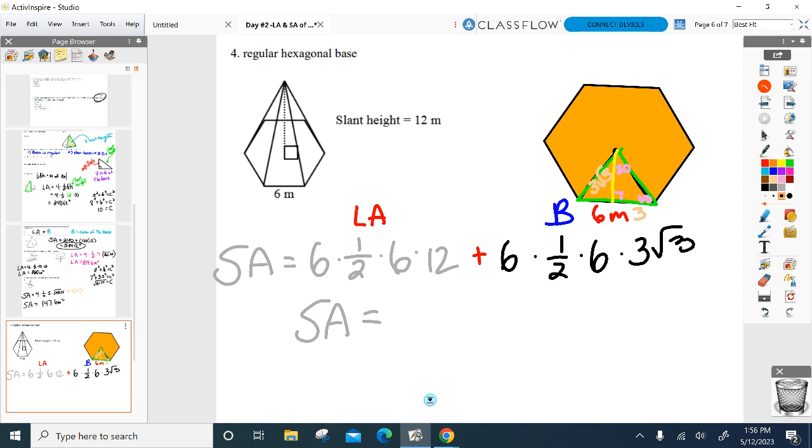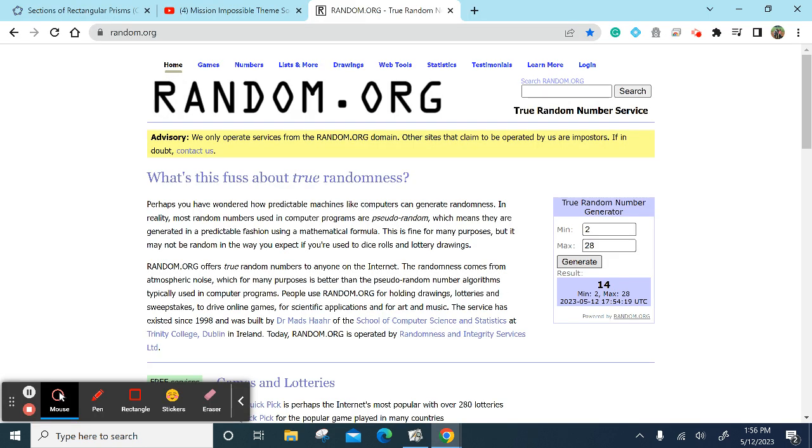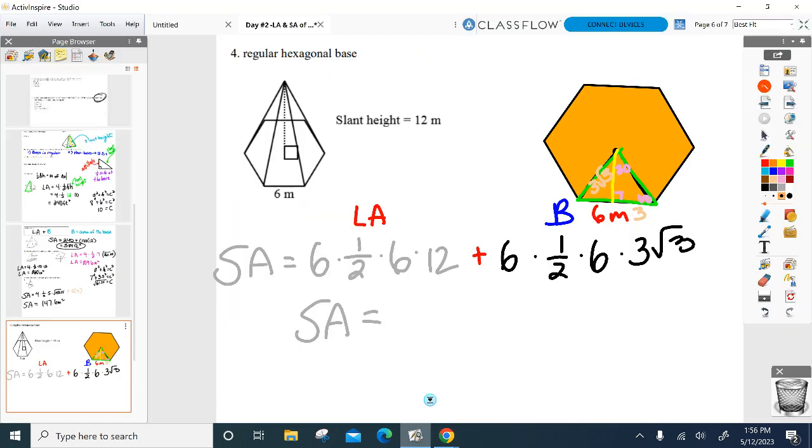So when you're ready, let me know the area of that hexagonal pyramid. Take your time. 28. 309.5. You got it, Tyler.